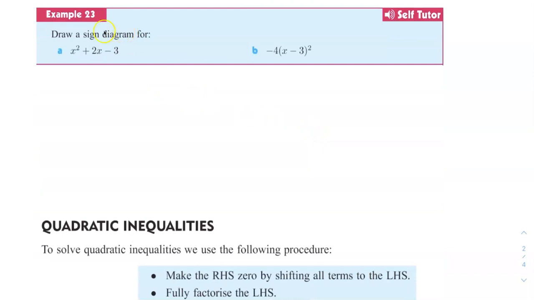Now we're going to draw a sign diagram for these equations. Step 1 of doing that is set equal to 0, and you want to find the x-intercepts. You can do that by factoring or using the quadratic formula.